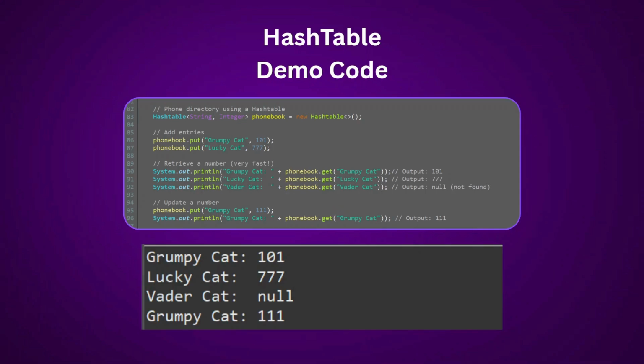So when we try to retrieve a key that doesn't exist, like beta cat right here, the get method returns null, which is the standard behavior for a missing key in a Java hash table. And we can easily update an existing entry using the put, the same put method that we used to add. It doesn't add a new entry, it just overwrites the old value with the new one for that specific key, as you can see here. So we got Grumpy Cat 101 here and then Grumpy Cat 101.